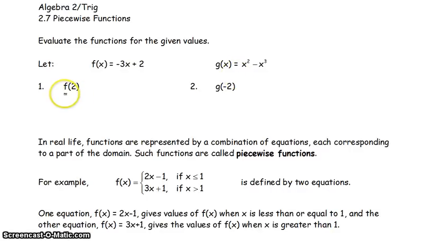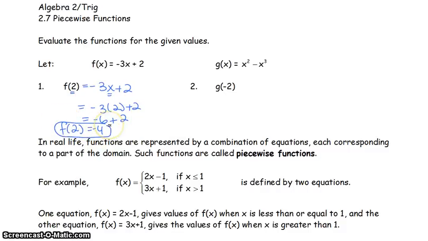When we have f, that means I'm going to go to my f of x equation as opposed to my g of x equation. And my f of x equation is negative 3x plus 2. Now, since I want to find f of 2, that means I'm going to plug in 2 everywhere that I see x. So it's negative 3 times 2 plus 2, negative 6 plus 2. We find that f of 2 is equal to negative 4.